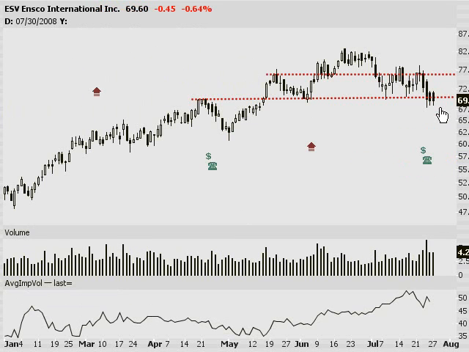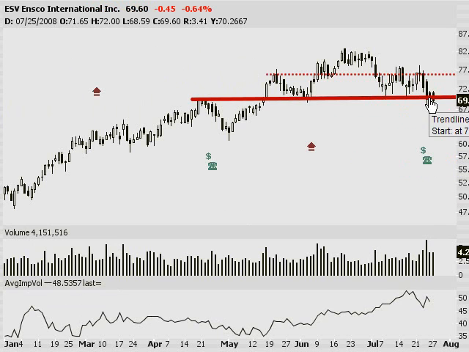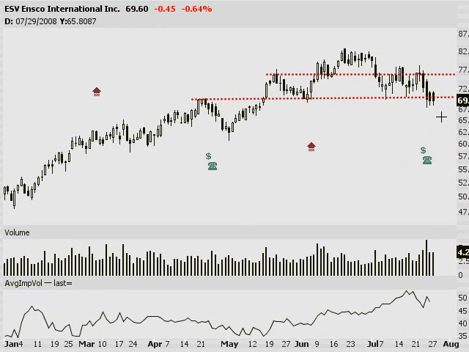Next is ESV. This has been on the list for quite a long time, and it looks like we're just sitting right here on this neckline hoping that it breaks. So same thing. If it breaks down here, you take your position, you use this as your line in the sand to exit the trade.